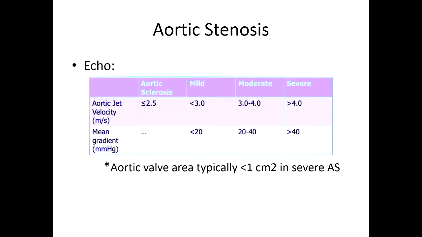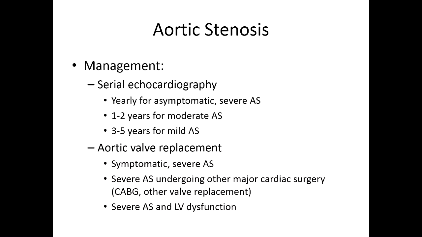You're just going to have to memorize these in terms of the aortic jet velocity and then the mean gradient. And probably they'll just want you to know what severe is. So maybe just remember 4 and 40. And then aortic valve area used to be part of the criteria, but it's no longer. But in general, severe AS is associated with an area of less than 1 centimeter squared.